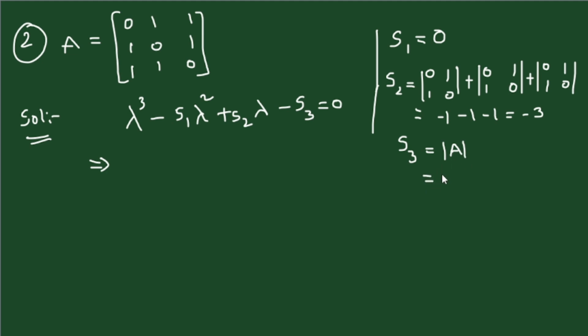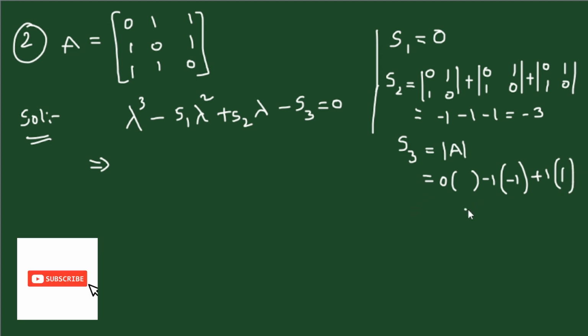What is the determinant of A? It is 0 into anything, is 0, minus 1 into, leaving this row and this column, you will get 0 minus 1, minus 1, plus 1 into, leaving this column and this row, you will get 1 into 0, 1 into 1, 1 minus 0, 1. So it is 1 plus 1, 2.